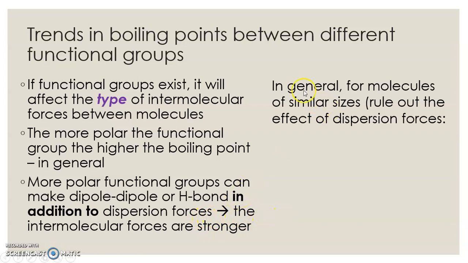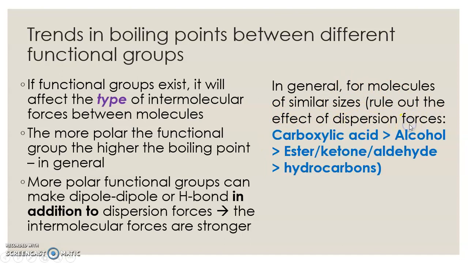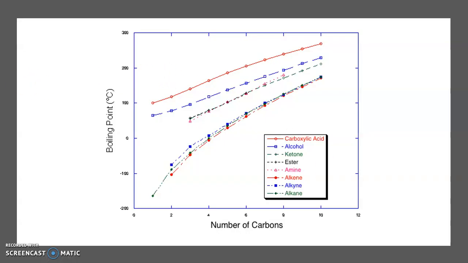Okay? So basically, in general, if we have examined the particular type of intermolecular forces that can happen between different molecules, we can arrive at this general trend. So for molecules of similar size, this is in an effort to rule out the effect of dispersion forces. When dispersion force is not at play, normally we have carboxylic acid with higher boiling points than alcohol, then ester, ketone, or aldehyde, and then larger than hydrocarbons. Let's have a look. So this is a summary of the trend.